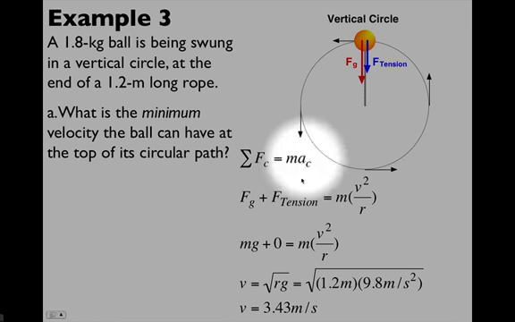And of course, if the ball is traveling at greater than that velocity, then we'll find that the force of tension has to come into play. But otherwise, if we're not traveling at that required velocity, we're going to fall out of the loop. So that's the minimum velocity the ball can have and still maintain its motion.